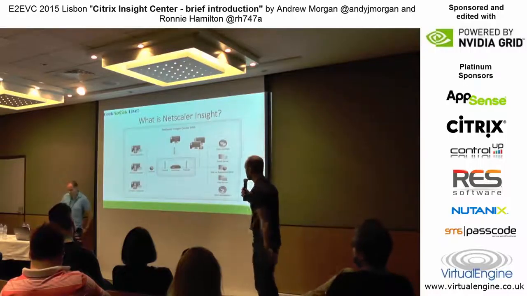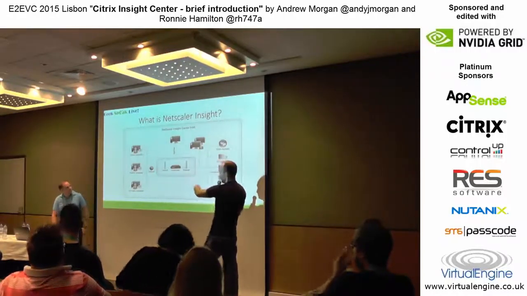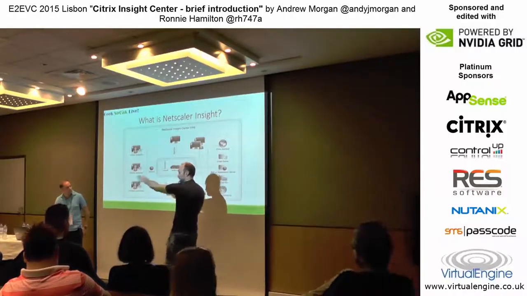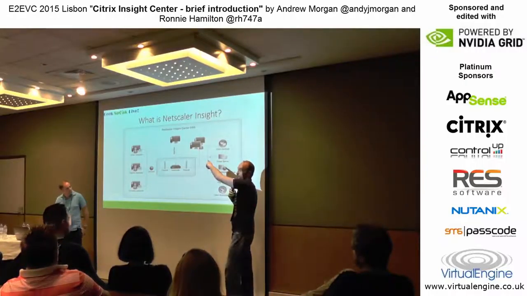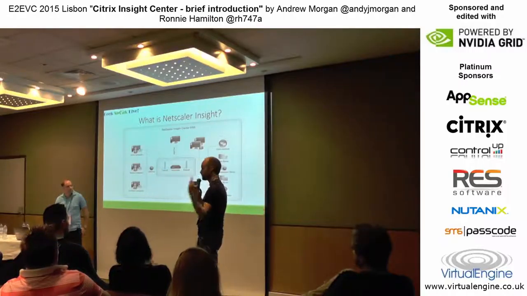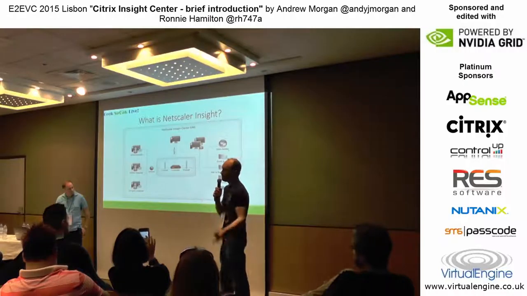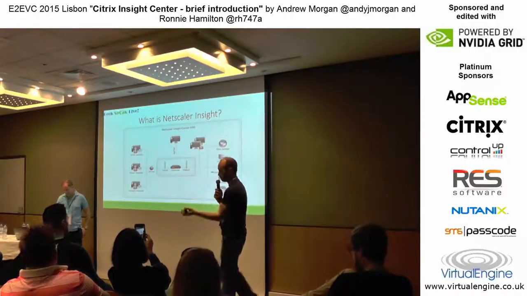So what is NetScaler Insight? A very basic diagram: NetScaler sits in the middle. Traffic goes through the NetScaler, back and forth. Statistics are taken from that NetScaler and pumped out via AppFlow to a virtual machine, which is your Insight machine. Insight shows all the reports. It calculates statistics from both web and HDX traffic. It pumps it out, lovely reports, win-win.